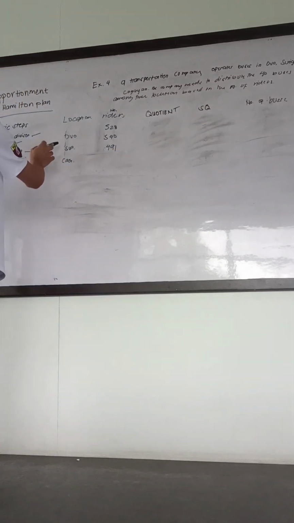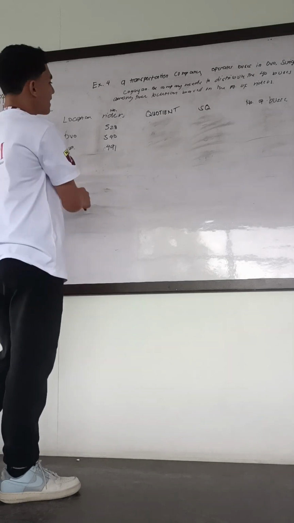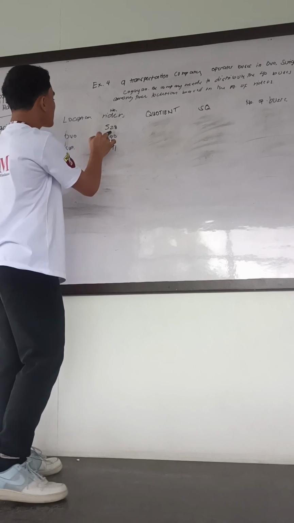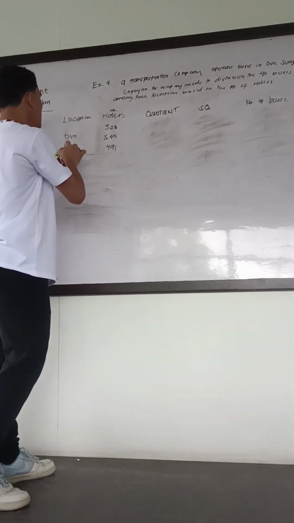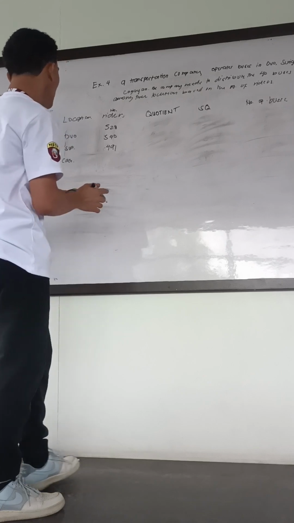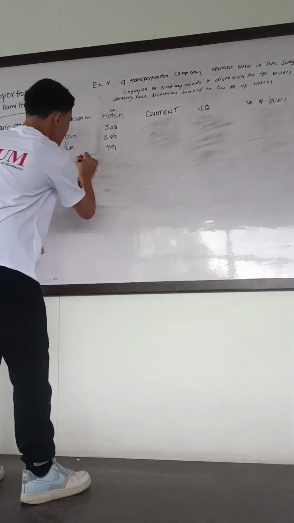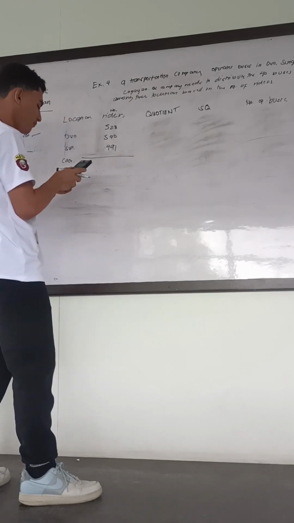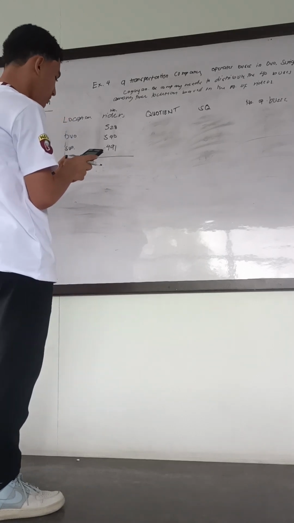So our locations are Davao, Surigao, and Cagayan, and the available number of riders for Davao is 528, for Surigao 540, and for Cagayan 491. So we can now calculate our SD. For the summation of this, we have 528 plus 540 plus 491.